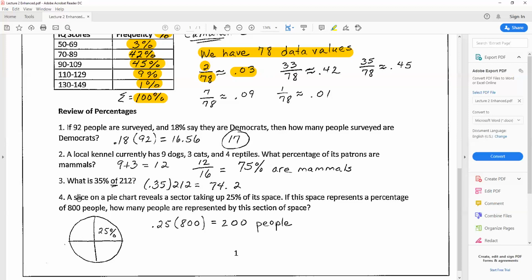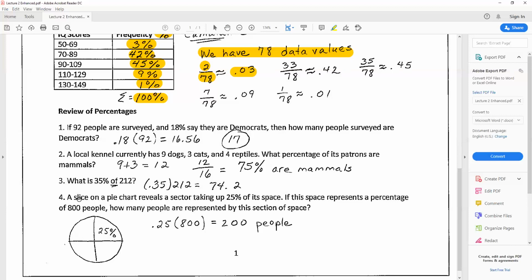Number 3, what is 35% of 212? Well, remember, of means multiply. And we need to convert the 35% to a decimal. So I take 0.35 times 212, and I get 74.2.